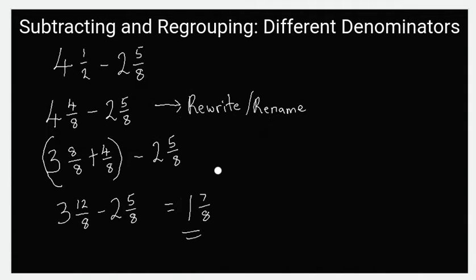And that's it. So when you have different denominators, you can just follow this step. You first of all rewrite or rename to have the same denominator. If you can subtract, then fine. If you can't, you regroup the way we did it right here, and then you should be able to subtract after that. All right, let's see if we can have one more example.